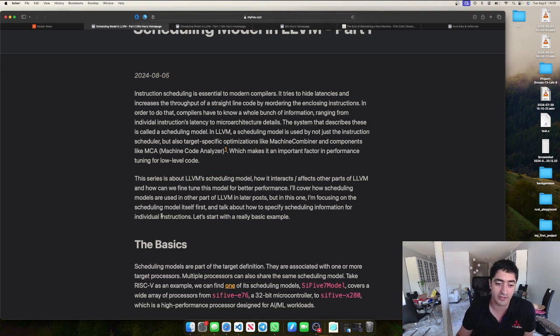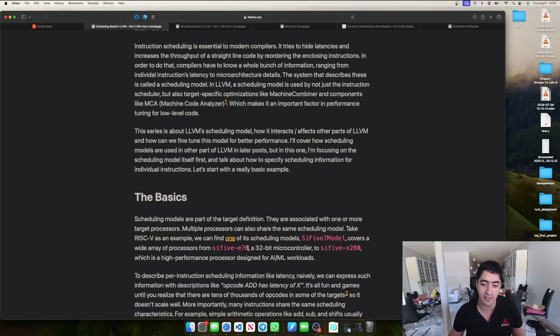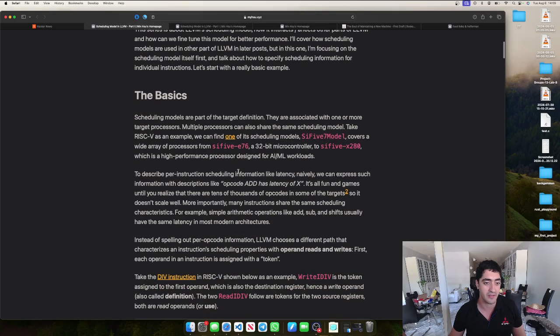I'm focusing on the scheduling model itself first and talk about how to specify scheduling information for individual instructions. Let me just bring this microphone closer. Let's start with a really basic example. The basics. Scheduling models are part of the target definition. They are associated with one or more target processors. Multiple processors can also share the same scheduling model. Take RISC-V as an example. We can find one of its scheduling models, the SiFive 7 model.